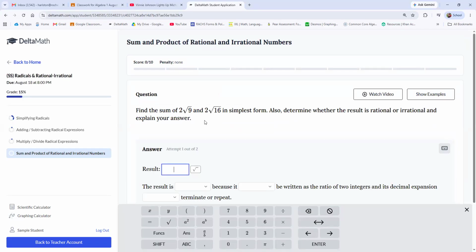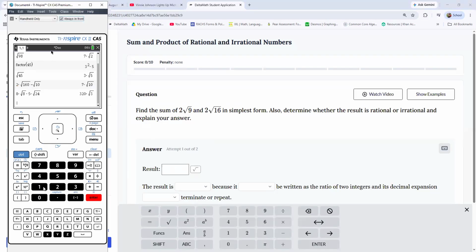So this is the kind of question that you might see on the Regents. It'll say, is this rational, irrational? So it says, find the sum of 2 square root of 9 plus 2 square root of 16. And they want it simplified. So again, we would just go here. We would go 2 square root of 9. In this case, we're looking for the sum, so it would be plus. It would be 2 square root of 16.